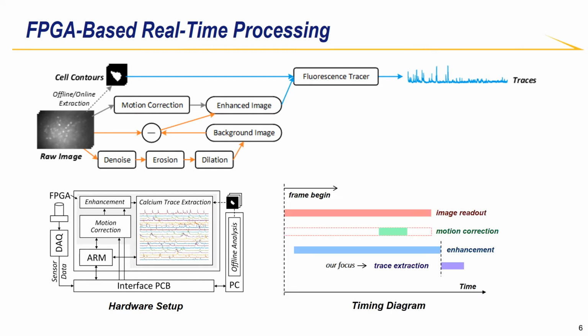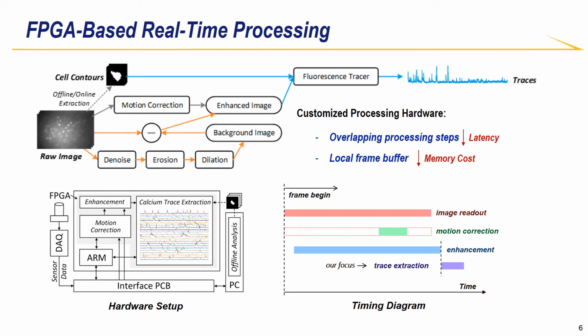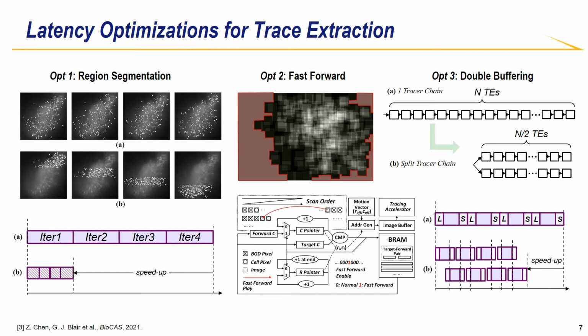As the timing diagram shows, a large portion of the motion correction and the enhancement operations can overlap with the image readout. In this way, it can largely reduce the computation latency. We also built an on-chip DRAM buffer for storing the enhanced image. It helps eliminate the off-chip DRAM access and improve the energy efficiency. To further reduce the latency of the trace extraction, we proposed 3 optimization methods, namely the region segmentation, the fast-forward, and the double buffering.